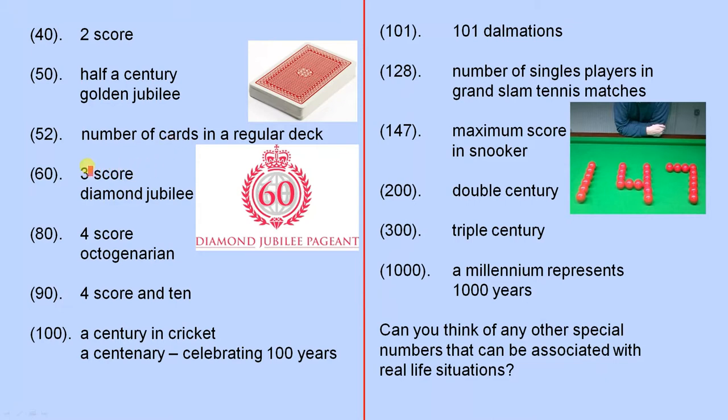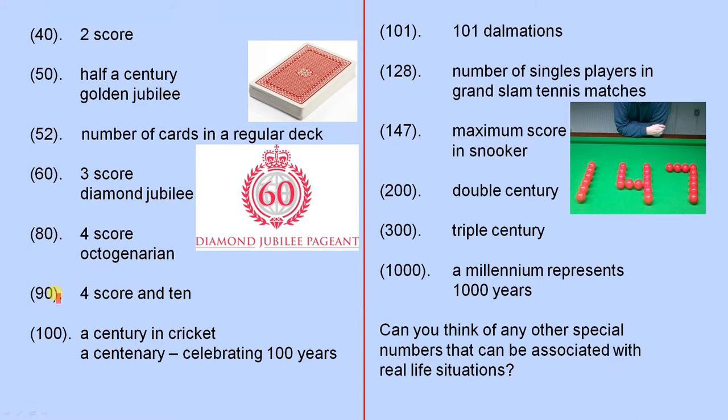60 is 3 score, 3 times 20, or it's a diamond jubilee. So when you celebrate a diamond jubilee, that is 60 years. 80, 4 score, 4 20s are 80, and if you are 80 years old, you are an octogenarian. That's very special. 90 is sometimes referred to as 4 score and 10. That's 4 times 20 plus 10.